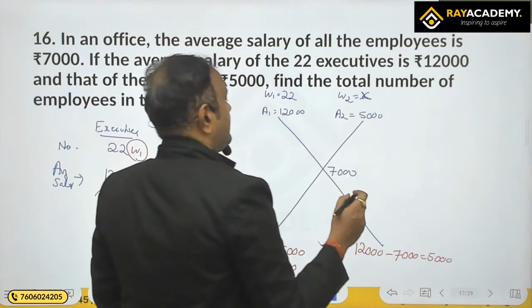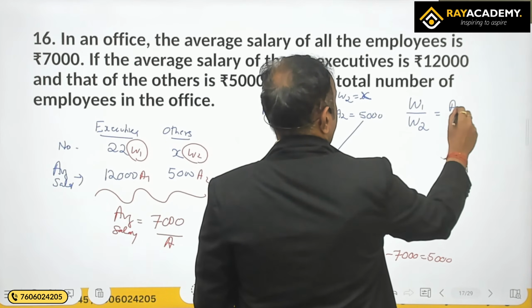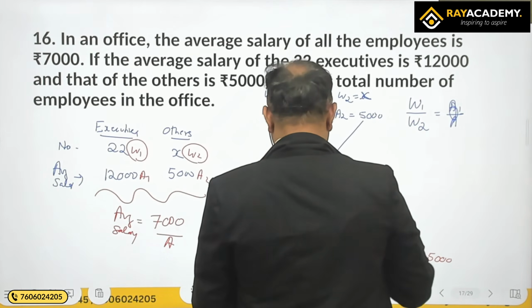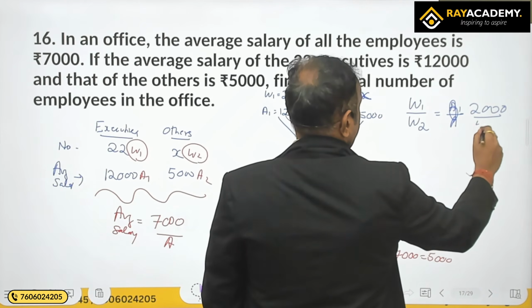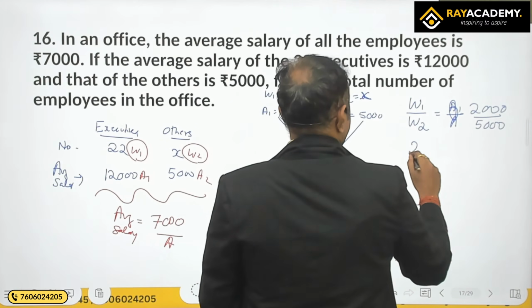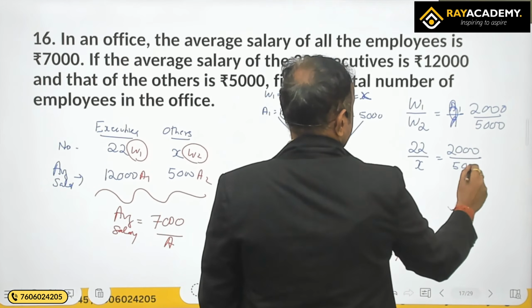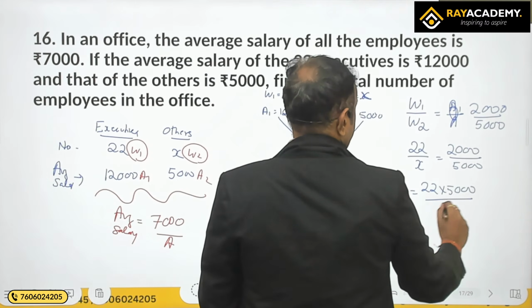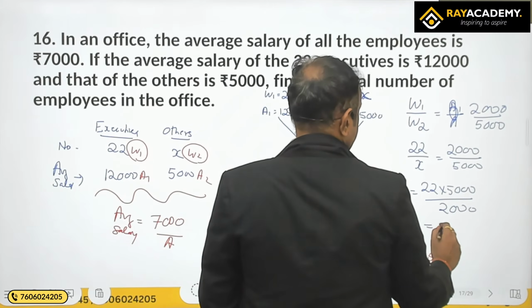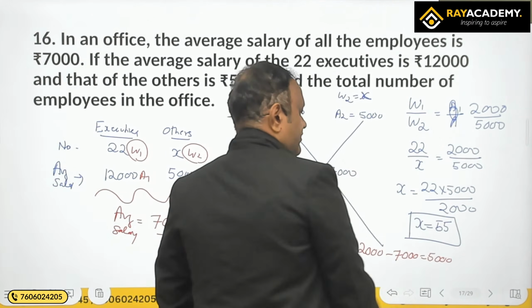So what does the alligation say? W1 divided by W2 equals this difference 2000 divided by 5000. So W1 is 22 divided by X equals 2000 divided by 5000. X equals 22 into 5000 divided by 2000. So 11, this will be 55 numbers. So X is 55. So the other members are 55.